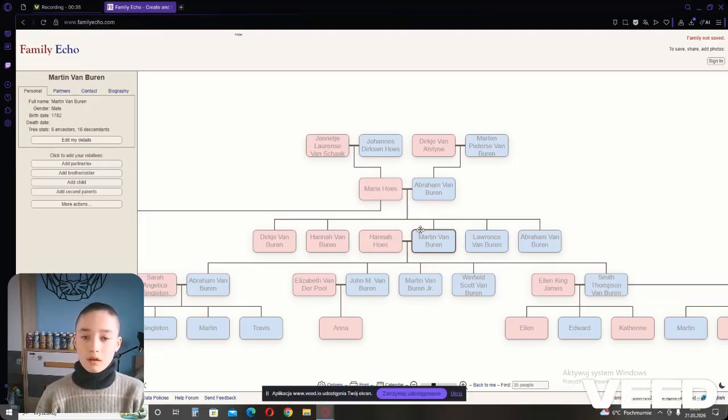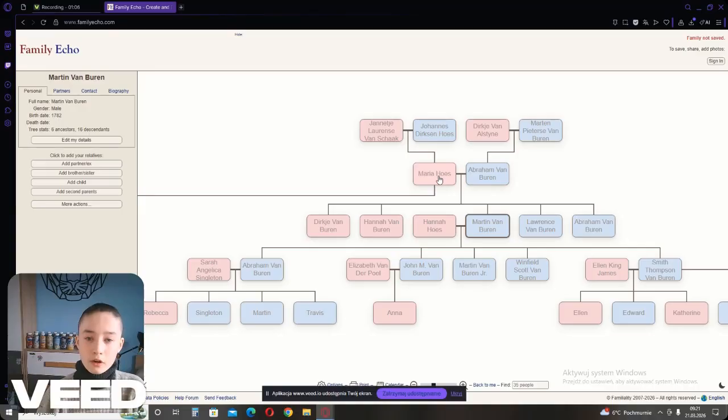Van Buren's maternal grandparents were Janette Lawrence van Schack. I don't know how to pronounce Dutch words. And his grandfather was Johannes Dirksen Hose. His paternal grandparents were Dirkie van Alstein. I don't know how to pronounce that in Dutch words. And his grandfather was Martin Peters Van Buren.